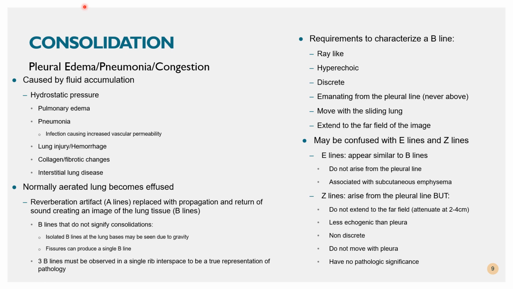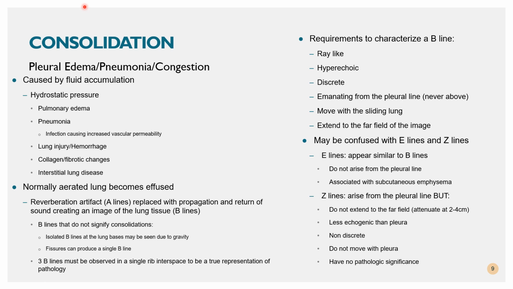Now, B lines that do not signify consolidations could be isolated B lines at the lung bases that may be seen due to gravity, or a settling of the fluid in that region. And larger fissures in the lungs can also produce a single B line. So the trick here is we can't just diagnose off of visualizing one B line. The rule of thumb is that you have to see 3 B lines in a single rib interspace in order for it to be a true positive finding.